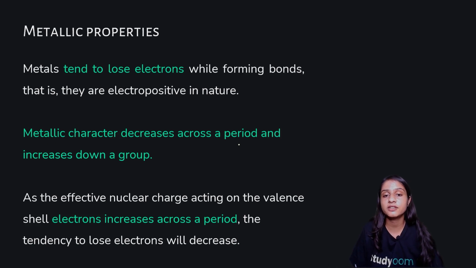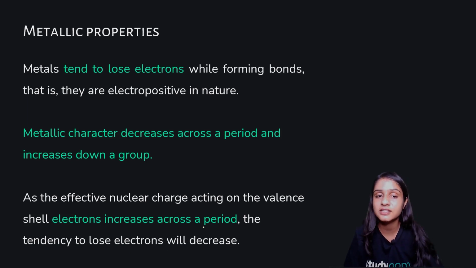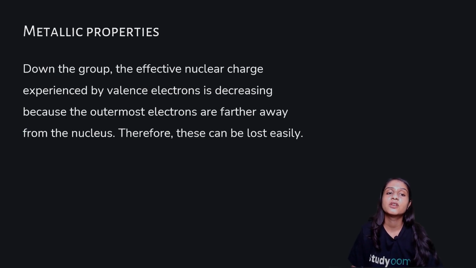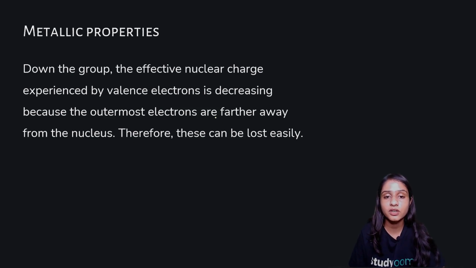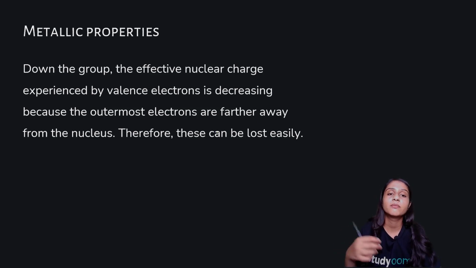Metallic character decreases across a period and increases down a group. As the effective nuclear charge acting on the valence shell electron increases across a period, the tendency to lose electrons will decrease. Okay. So down the group, the effective nuclear charge experienced by valence electrons is decreasing because the outermost electrons are farther away from the nucleus. Therefore, they can be lost easily.